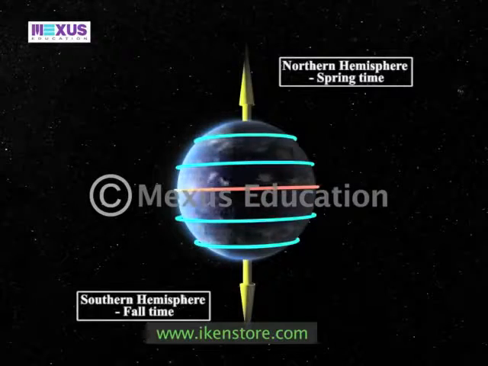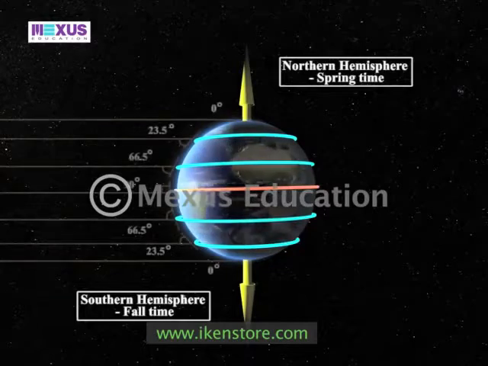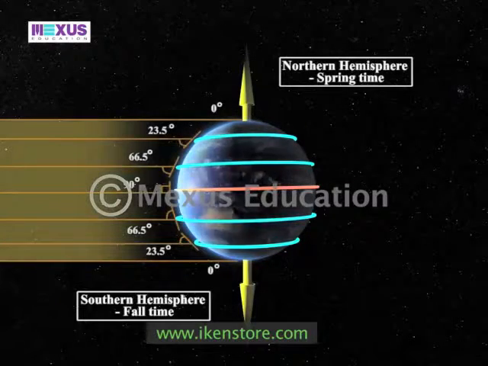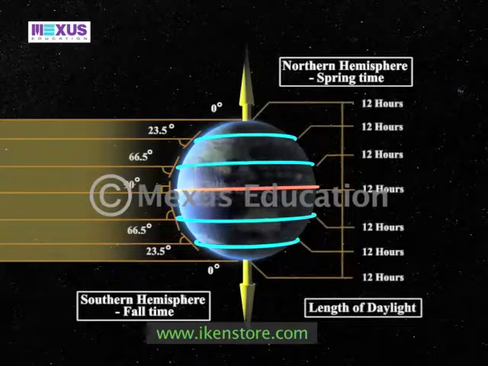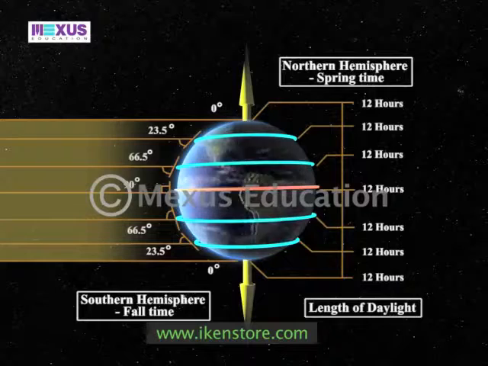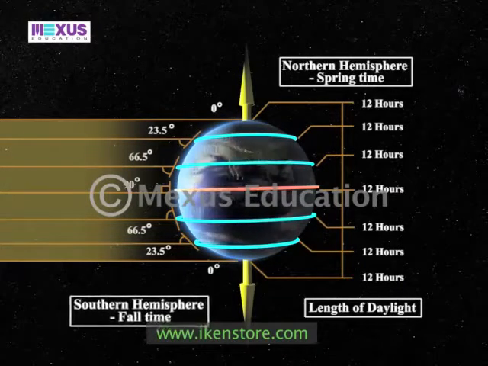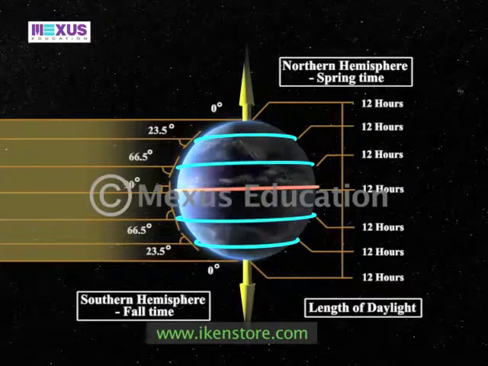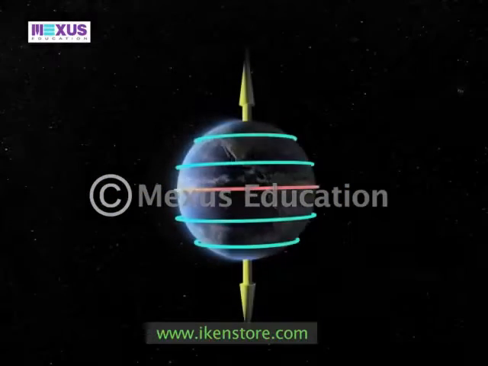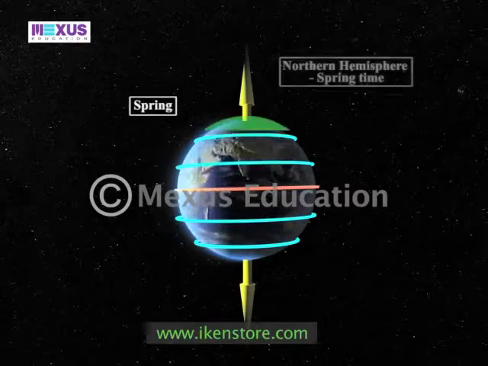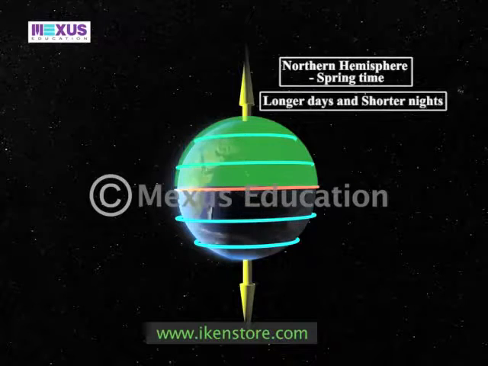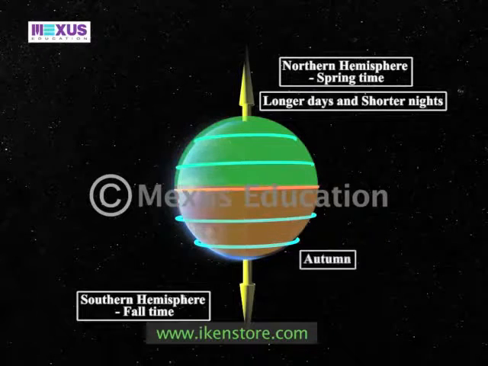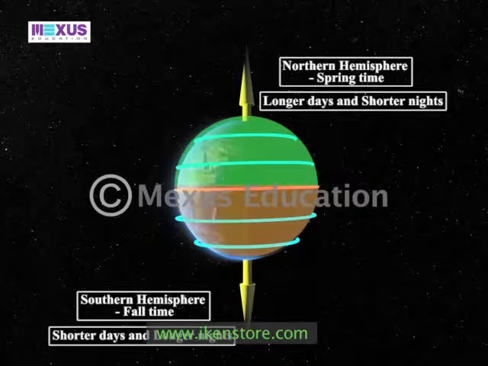In this context, the angle of the sun's rays slowly decreases towards the pole. This results in the hours of the day and night being equal in all places of the earth, with the northern and southern hemisphere receiving an equal amount of sunlight. After this day, spring commences in the northern hemisphere, resulting in longer days and shorter nights, while in the southern hemisphere it is autumn, where the days are shorter than the nights.